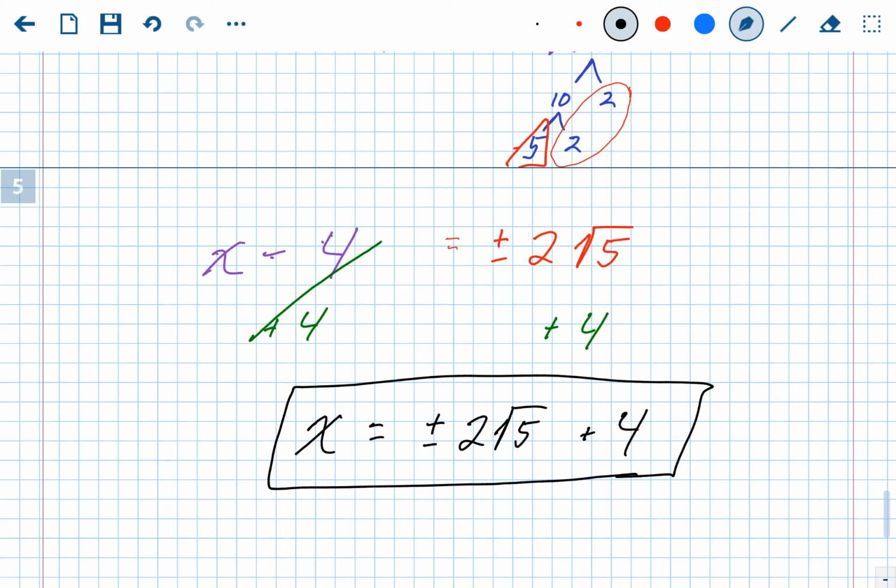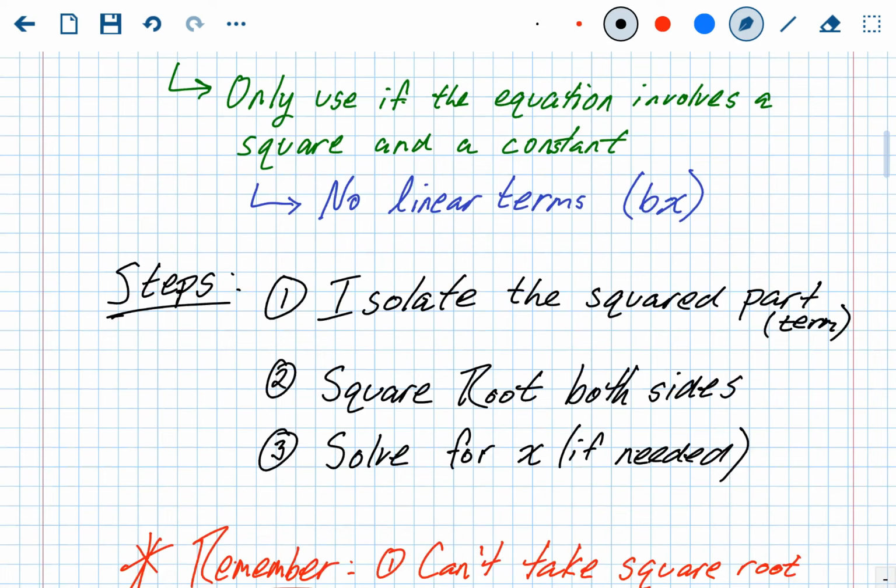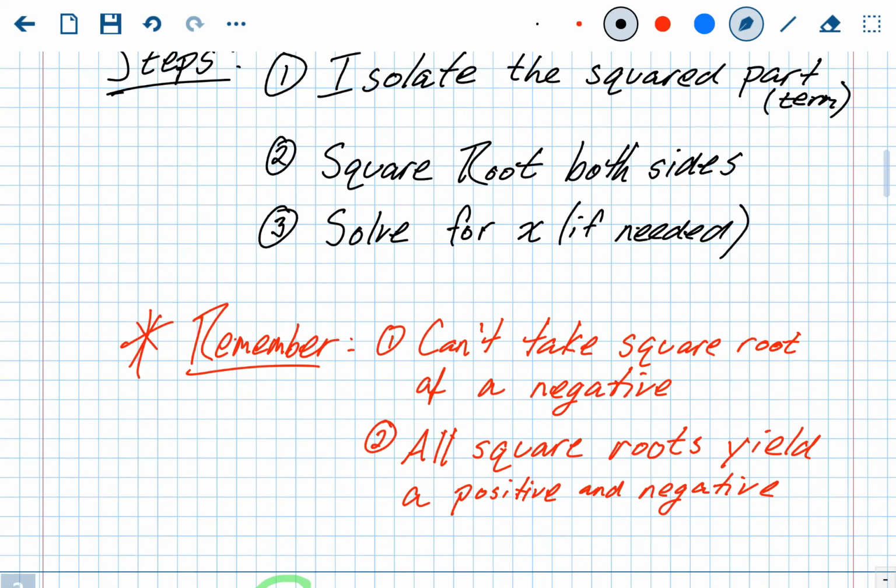And that is method 2. So just 3 steps. Isolate the squared part, square root both sides, and then solve for x if needed. Okay. Remember, can't take square root of a negative, and every square root yields 2 results. You get a positive answer and a negative answer.